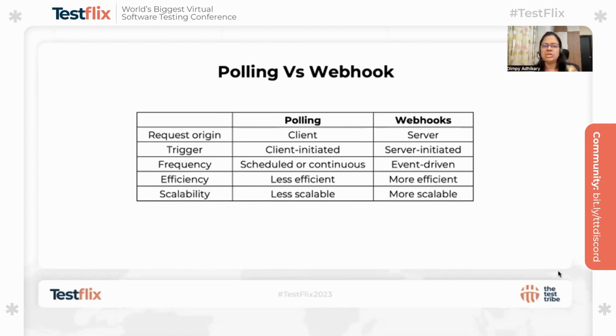But in webhook, it is event driven. The client doesn't need to ask again and again for the data. Once the event is triggered, the client is notified by the server. So that's the reason why webhook is more efficient and more scalable as compared to polling.